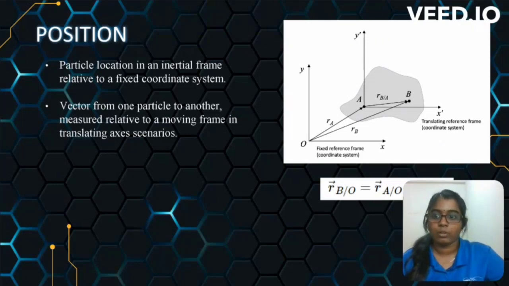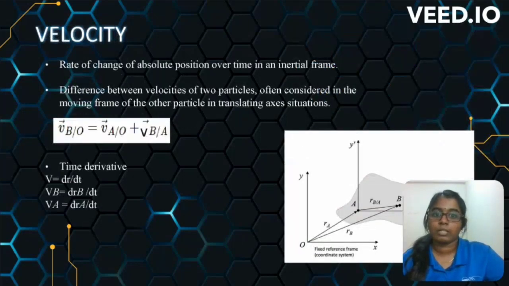The velocity of a particle in an inertial reference frame is its rate of change of position over time, while the relative velocity between two particles is their difference. As shown in the slide, vB equals vA plus vB over A. The time derivative of position is v equals dr over dt. It depends on the position.